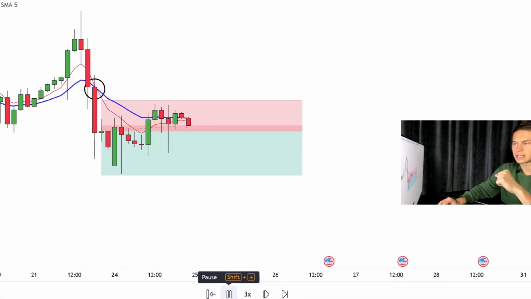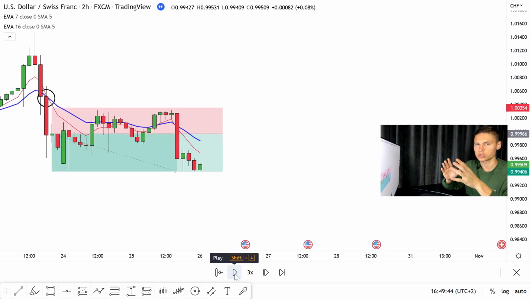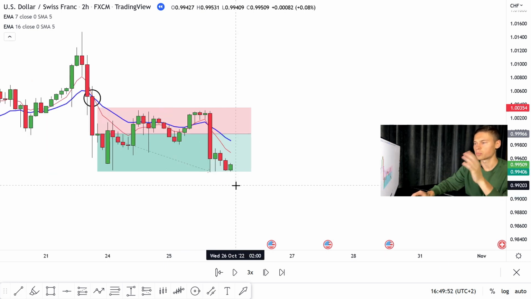Now we can see that the price went against us, but that's pretty much okay. That is why we are always using a wider stop loss, because that is what is to be expected. The price always fluctuates and sometimes it will go against you, but boom, as you can see, eventually it will hit our take profit. And now let's see what happened further down the road and what more we could have done.